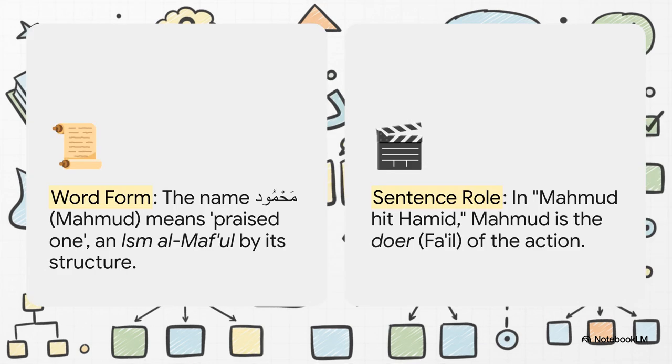Let's take the name Mahmud. Looking at its form, it's a perfect ism al-maf'ul. It's on the maf'ul pattern from the root for praise. So the name itself literally means praised one. Okay, but now look at its role in this sentence. Daraba Mahmudun Hamidan. Mahmud hit Hamid. Well, who's doing the hitting? Mahmud is. So in this sentence, his role, his job, is the fa'il, the doer, even though the form of his name is passive. That's the key. Form is like the word's DNA. Role is its job for the day.